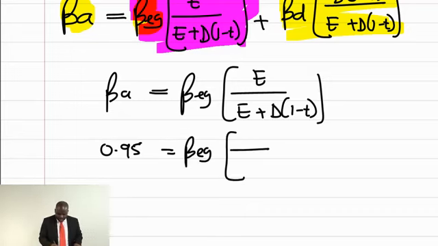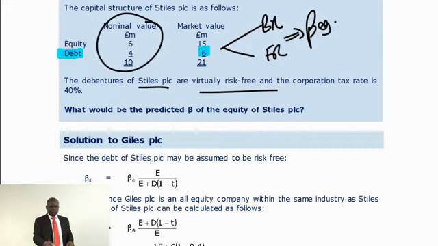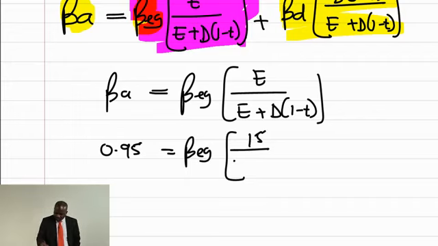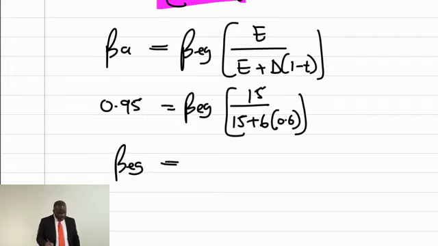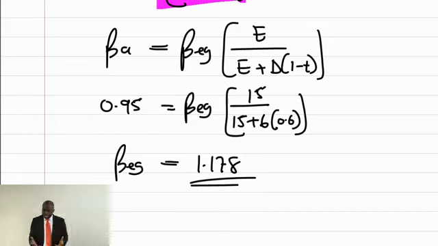We need the market values. The question gave you nominal values, which is the same as balance sheet values. You don't need them. You need the market value. Market value of equity and debt is 15 and then 6. So I'll say equity is 15, 15 plus 6 into bracket. Tax rate is 40%, so 0.6. And what will be the geared beta of that company? And that is 1.178. So that is that. Geared beta should be greater than ungeared, because geared beta should include financial risk. So that is the science. The figures that you get should make meaning to you.